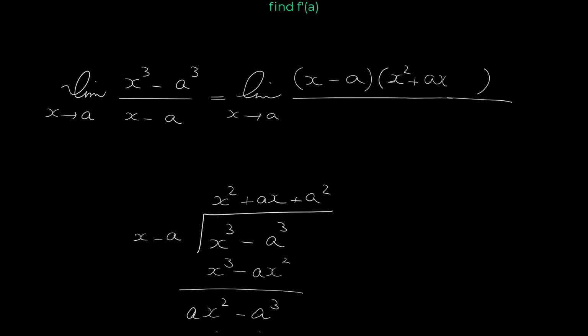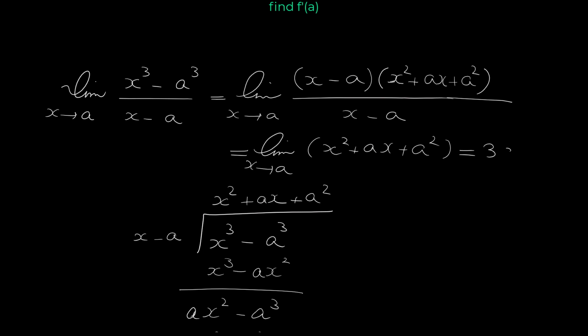plus ax plus a to the 2 over x minus a. X minus a and x minus a cancel each other, and so what remains would be x to the 2 plus ax plus a to the 2 as x approaches a. If you substitute a for x, it would be 3a to the 2.